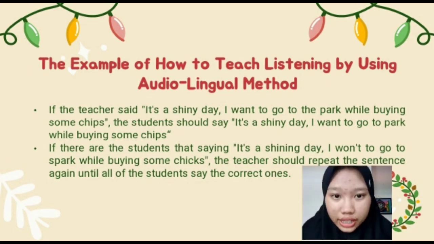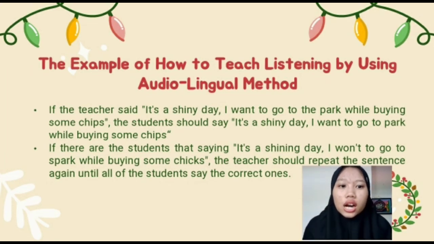If the teacher says, "It's a sunny day, I want to go to the park while buying some chips," the students should say, "It's a sunny day, I want to go to the park while buying some chips." If there are students saying, "It's a shiny day, I want to go to park while buying some chips," the teacher should repeat the sentence again until all of the students say the correct one.